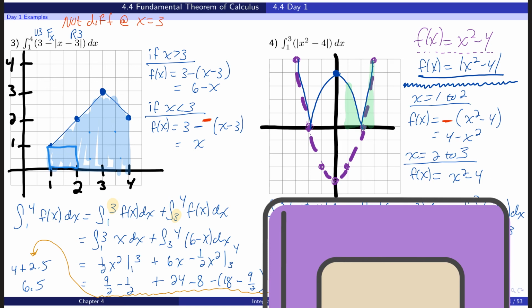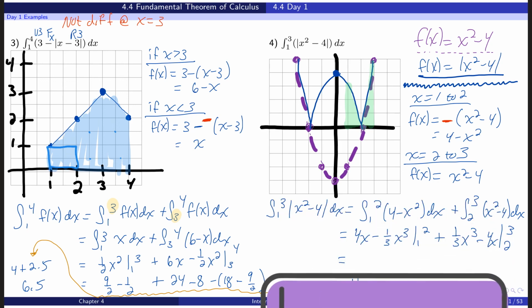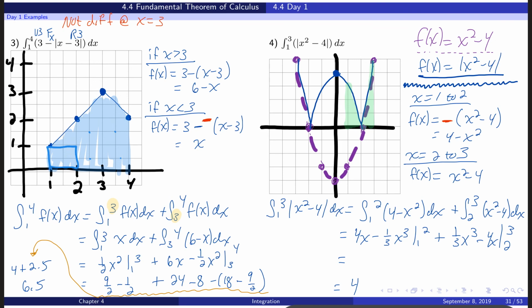So what I need to do is, again, take my function apart and say, well, from 1 to 2 is one function, and from 2 to 3 is a different function. What are those functions? Well, they're written right here. From 1 to 2, I have the opposite of the parabola x squared minus 4. I need to flip that across the x-axis, so I put a negative on the outside. The opposite of x squared minus 4 is 4 minus x squared, which does make sense. But then from 2 to 3, I have what I'm looking at, x squared minus 4. So its function is x squared minus 4.